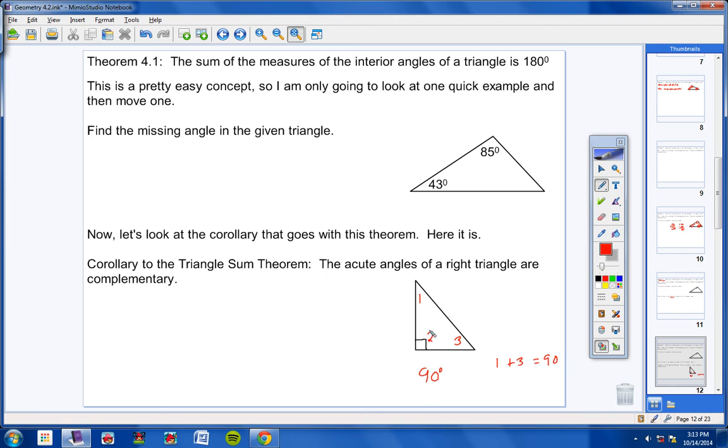And we already know this angle here is 90. So these two angles here added together have to be 90 also, because all three angles have to add up to what? We just learned this. 180. Okay, so here we go. Take some notes on this.